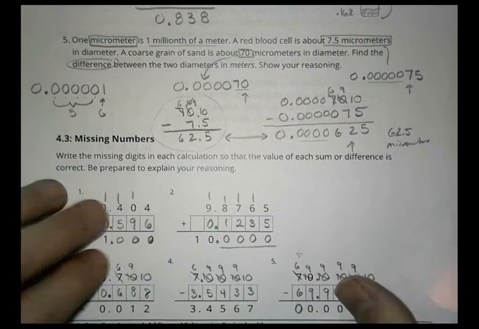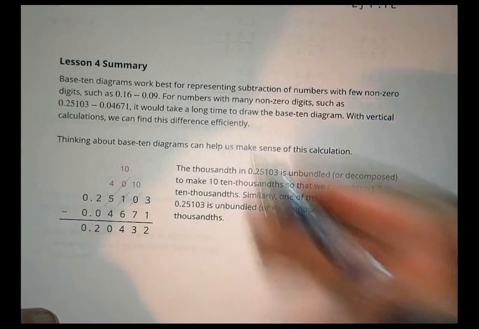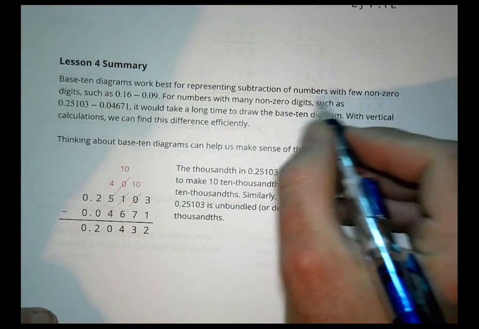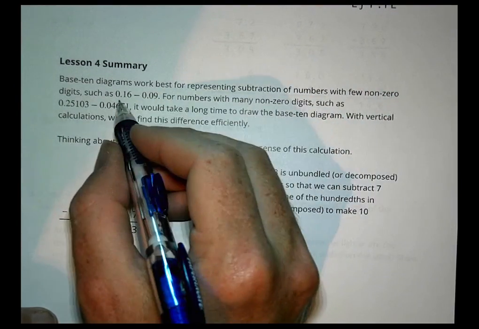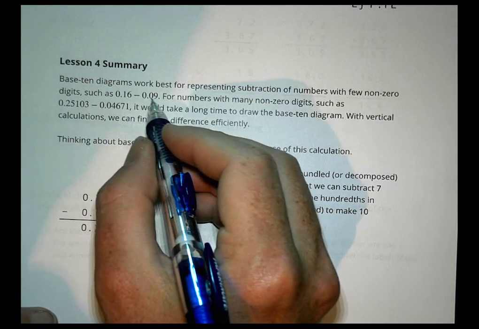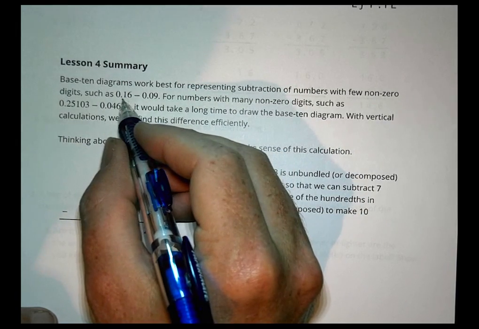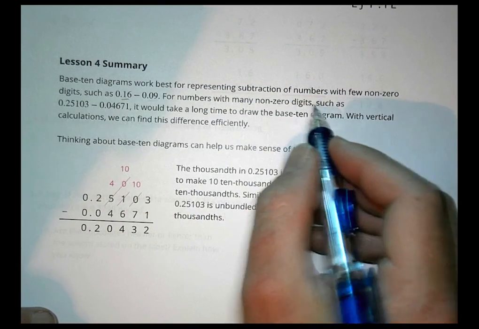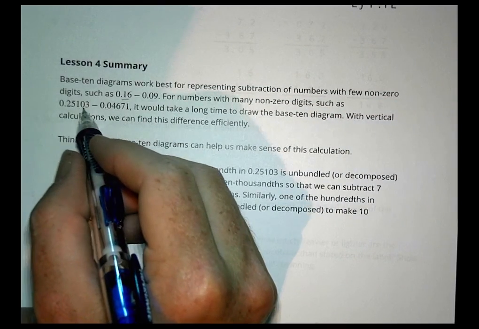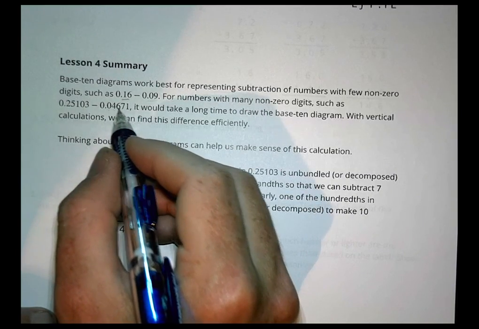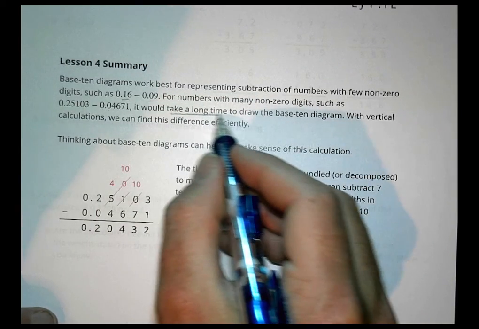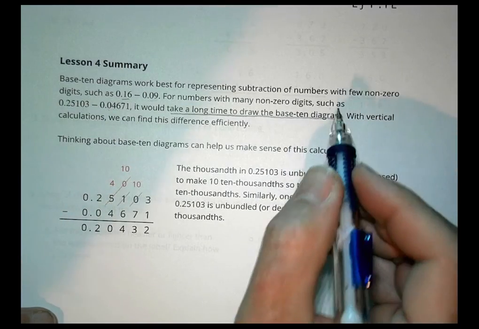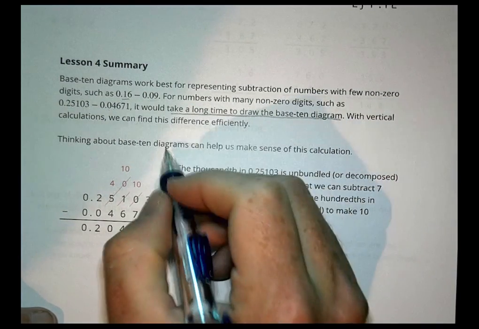Okay, so just in summary today, it says that base 10 diagrams work best for representing subtraction of numbers with few non-zero digits, such as 0.16 minus 0.09, or 16 hundredths minus 9 hundredths. For numbers with many non-zero digits, such as 0.25103 minus 0.04671, it would take a long time to draw the base 10 diagram. With vertical calculations, we can find this difference efficiently.